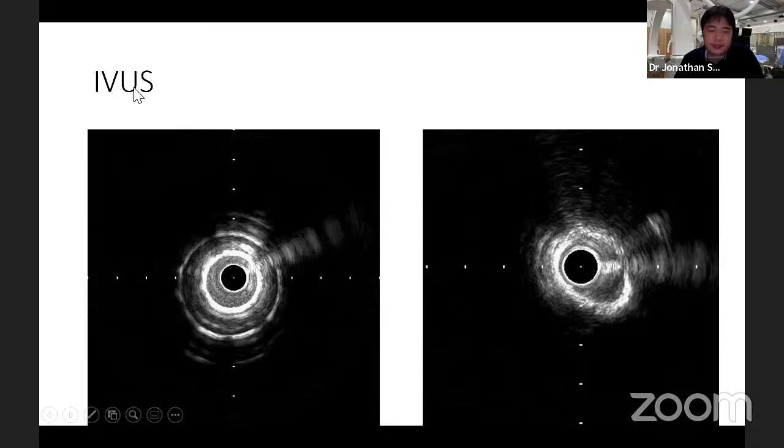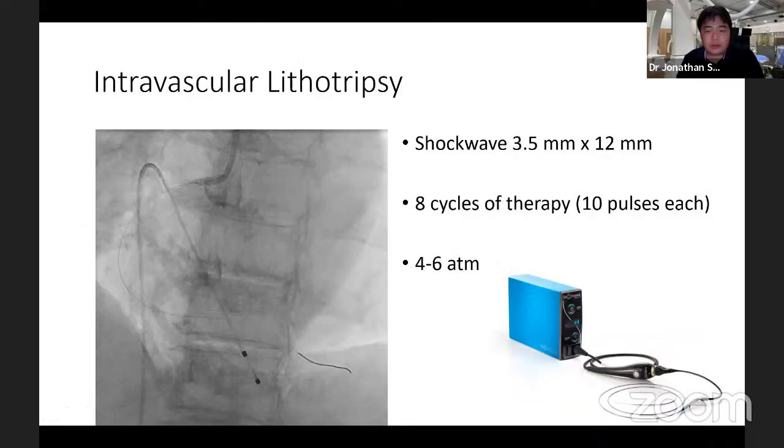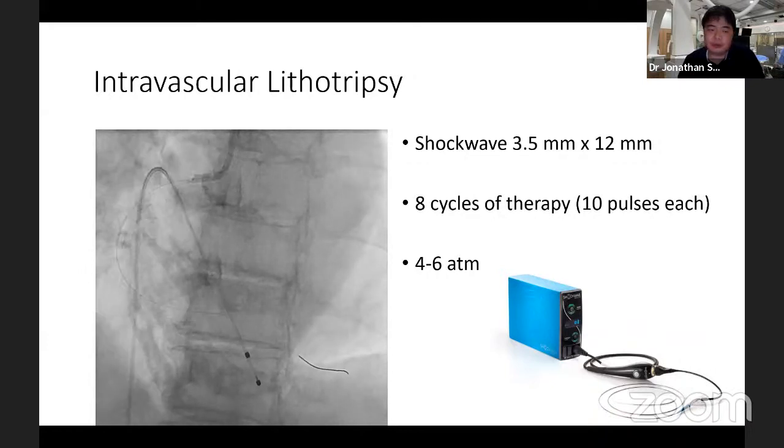And we do not want to put in a stent at this moment because we know there's a risk of underexpansion. And after putting a stent there, in our hands, we don't have much options left. So we decided to do intravascular electrotripsy. So we used a 3.512 Shockwave balloon. We used all 8 cycles of therapy at the ostium, inflating the balloon at 4 to 6 atmospheres. And with each cycle of therapy, we noticed that there is gradual improvement in the expansion of the balloon.